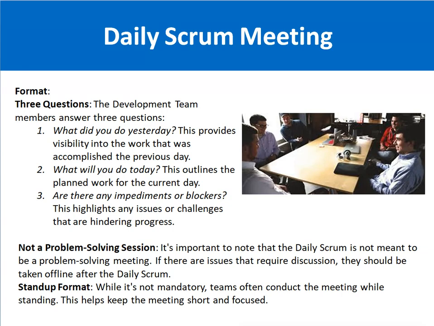The daily Scrum meeting format has three main questions generally asked of the development team. First one, what did you do yesterday? That provides visibility of the work which has been done. Then, what will you do today? That means what is the plan for the current day. Next, if there are any impediments or roadblocks, you can highlight those issues, challenges and roadblocks in the meeting as well.